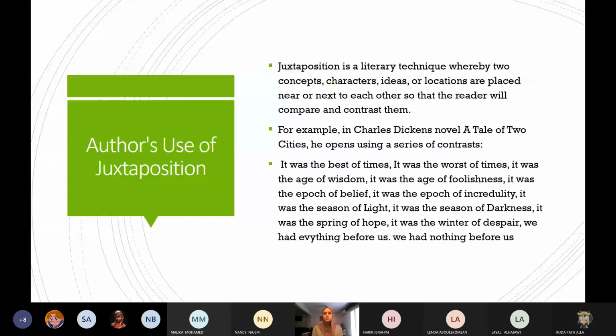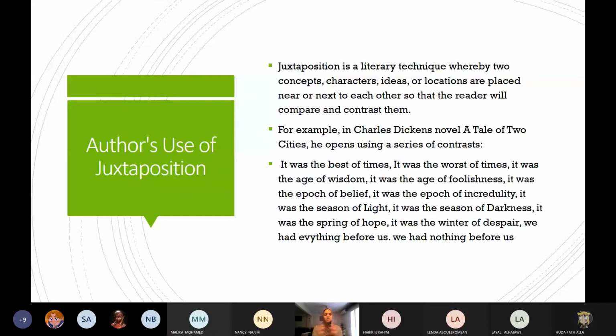For example, in Charles Dickens' novel A Tale of Two Cities, a famous novel by a famous author, he opens using a series of contrasts. It was the best of times, it was the worst of times. Best, worst. It was the age of wisdom, it was the age of foolishness. Wisdom, foolishness. It was the epoch of belief, it was the epoch of incredulity. Belief and incredulity. Season of light, season of darkness. Spring of hope, winter of despair. We had everything before us, we had nothing before us. Okay, we had everything, we had nothing.